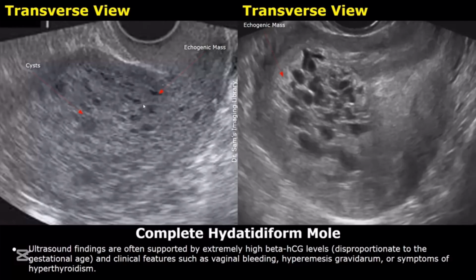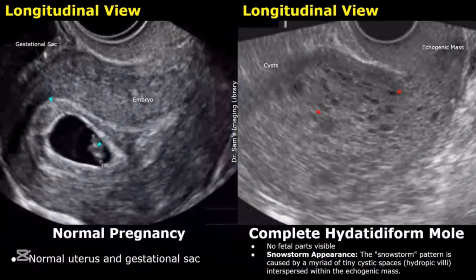Ultrasound findings are often suspected because of extremely high levels of beta HCG, and clinical features include vaginal bleeding, hyperemesis gravidarum, which is extreme morning sickness, or symptoms of hyperthyroidism. We will compare the appearance of a normal pregnancy with a complete molar pregnancy.